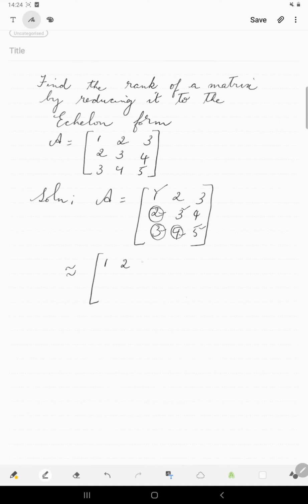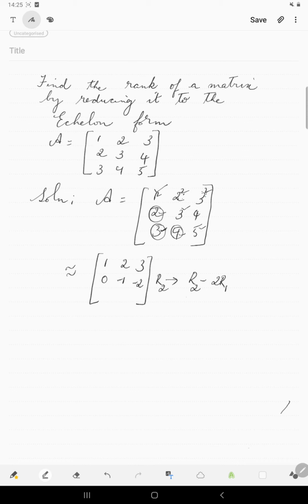Since you have already seen in the Zoom classes, I want to write the new row R2. You can see that there is a number 2 here. So I will multiply row number 1 by 2, that is 2R1, and subtract it from R2. So 2 minus 2 is 0. Here 2 into 2 is 4, so 3 minus 4 is minus 1. Here 3 into 2 is 6, 4 minus 6 is minus 2.